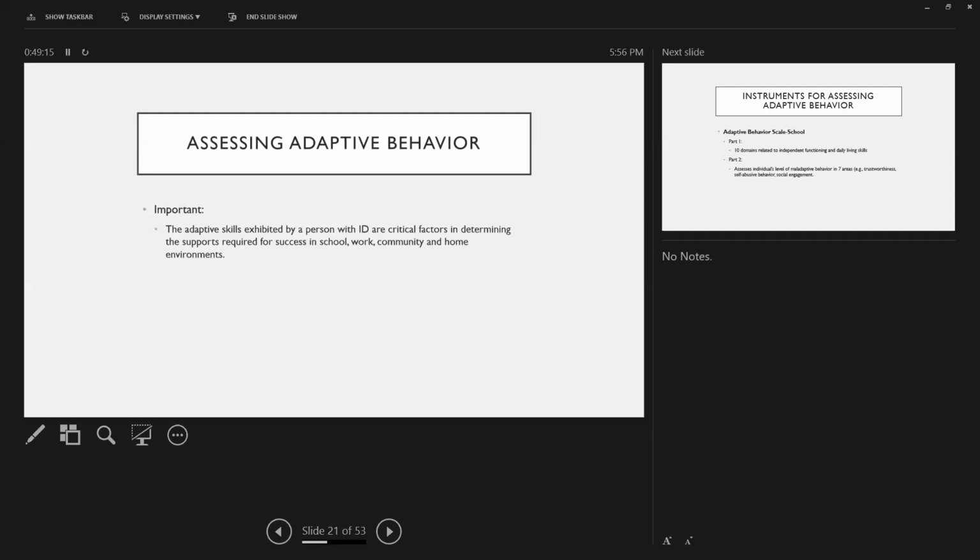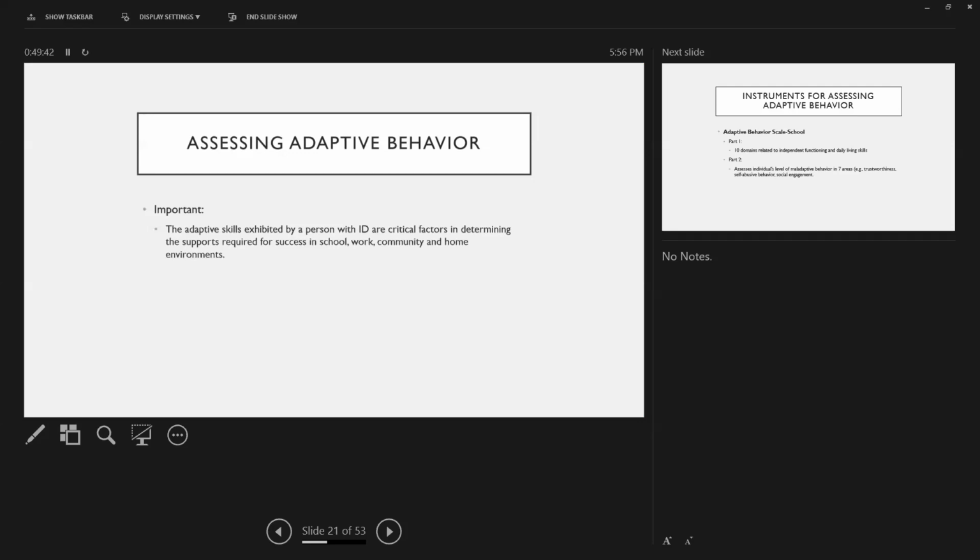And again, it is the level of adaptive skill that a person with an intellectual disability has, which is the critical factor in determining the supports that that person is going to need for success in the community, at home, in school. Remember, the IQ score in and of itself tells us nothing.